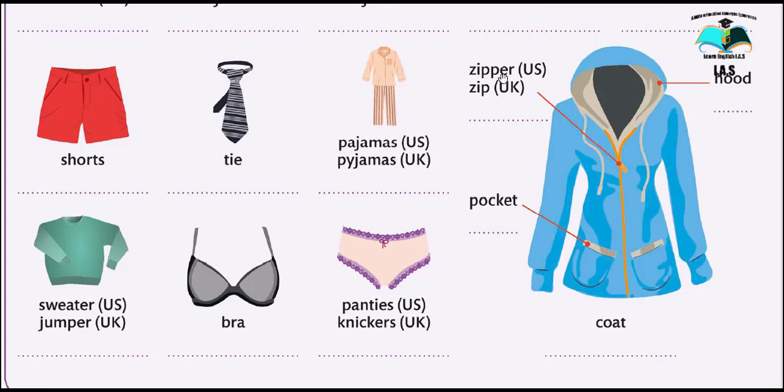Then this is called zipper. Zipper is a US word, and zip is a UK word. This one is zipper. And this is the pocket. This is pocket shape, and this is called hood. And the whole thing is coat.